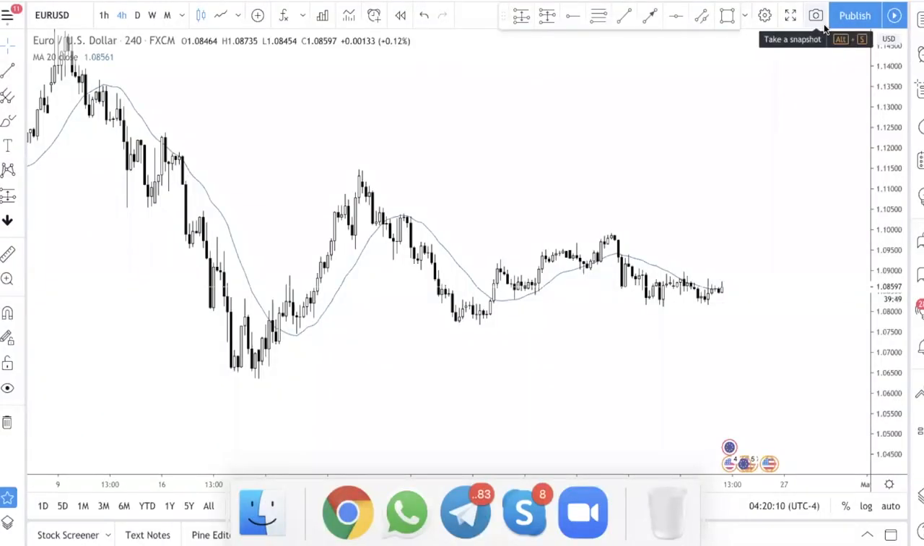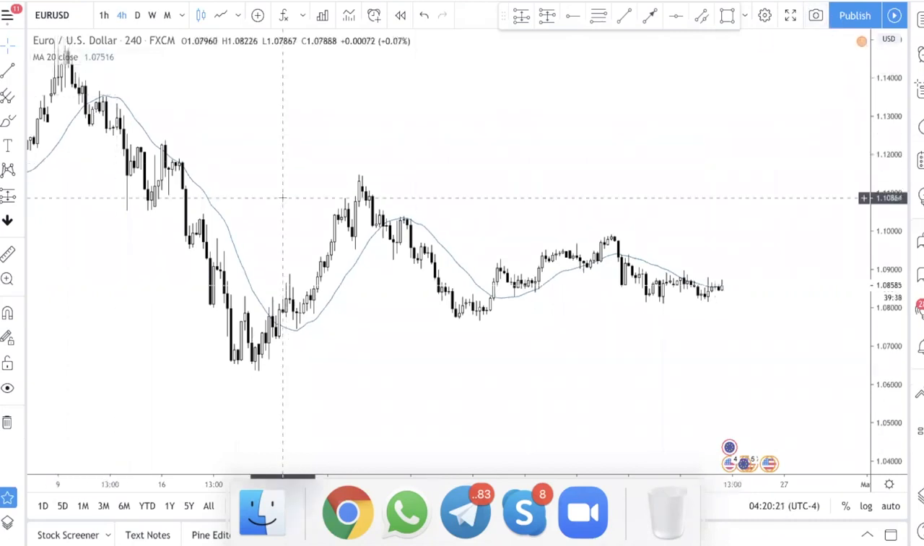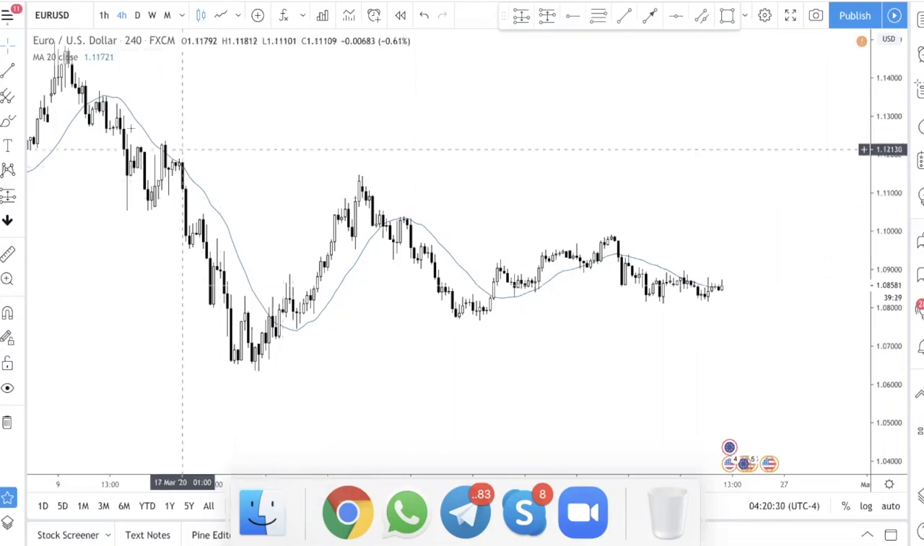How to use simple moving average. Now in this video, I'm going to talk about one of the most common indicators, which is the moving average. So in this video, we'll talk about how do you use the 20 moving average, okay? The simple moving average. So if you are new to trading and you do not know what the moving average is, it is actually a line, okay?